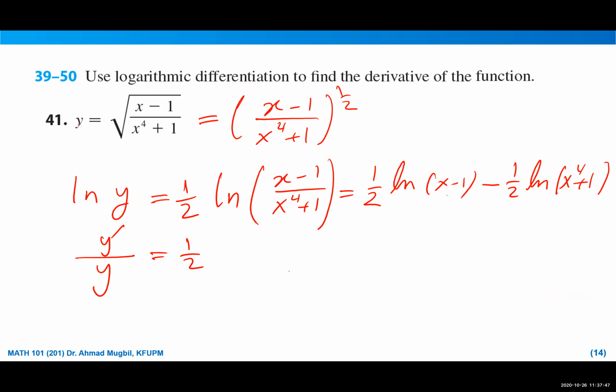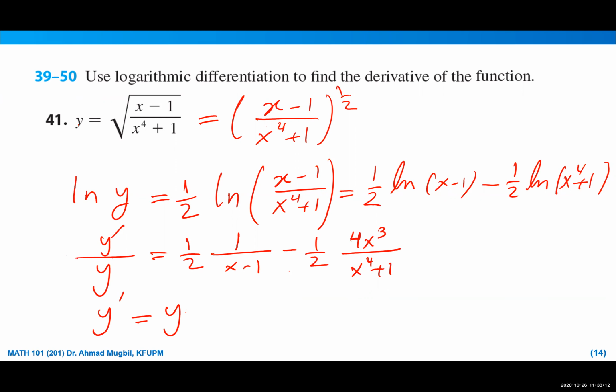What is the derivative of ln x plus 1? It is x minus 1. And here you will have the derivative of x minus 1, which is 1, minus a half. Here you have what? The derivative of this, it is x to the power 4 plus 1. The derivative of the argument is 4x to the power 3. And now the derivative that we are looking for, just multiply by y. Multiply both sides by y.